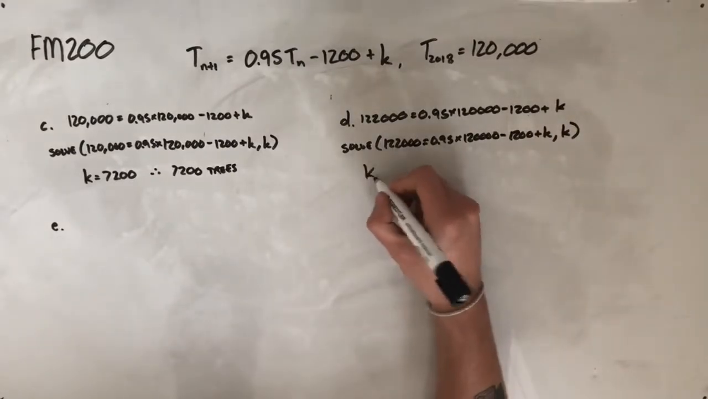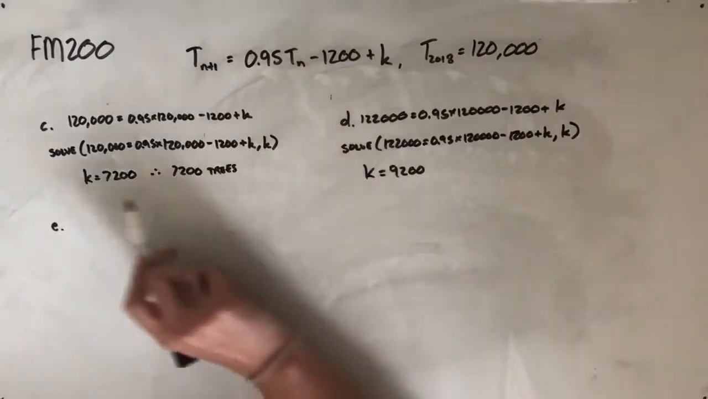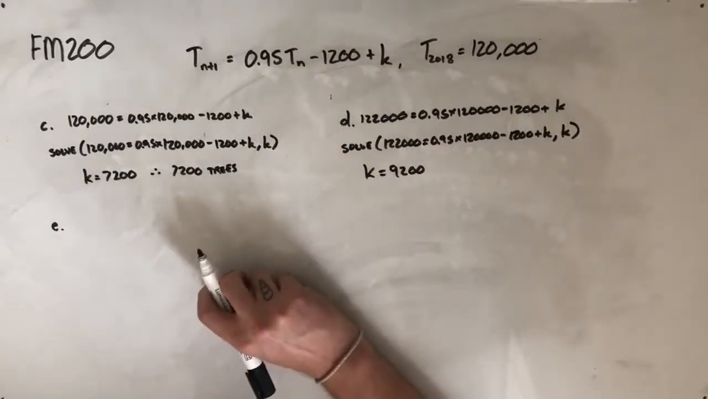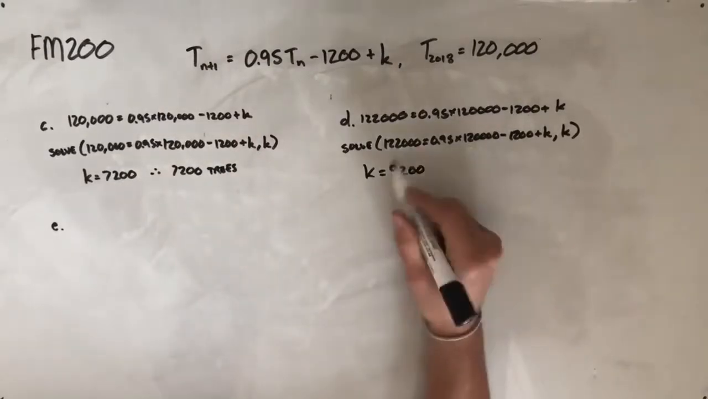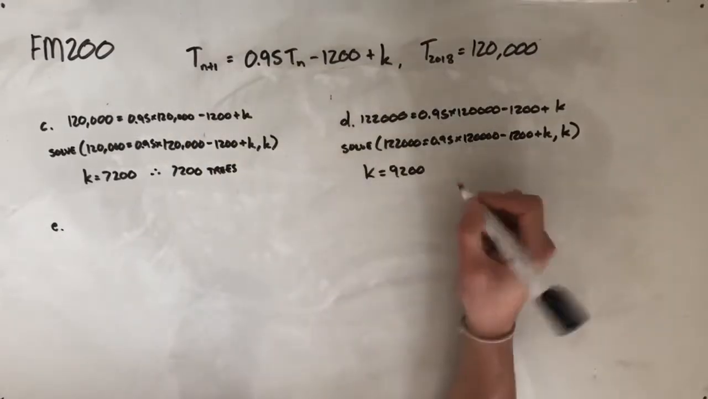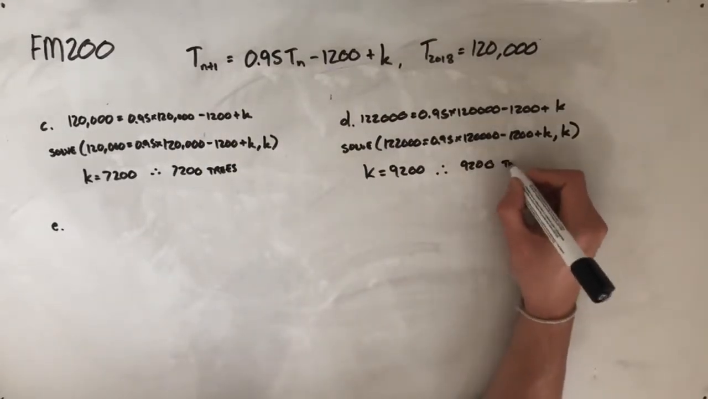Now this should give us an answer of k of 9,200. Notice that it was just 2,000 more than the question before because we're looking for an extra 2,000 trees. So that would have been a fast way of getting straight to the answer. Since this question is only worth 1 mark, you can jump straight to just writing the answer, 9,200 trees.